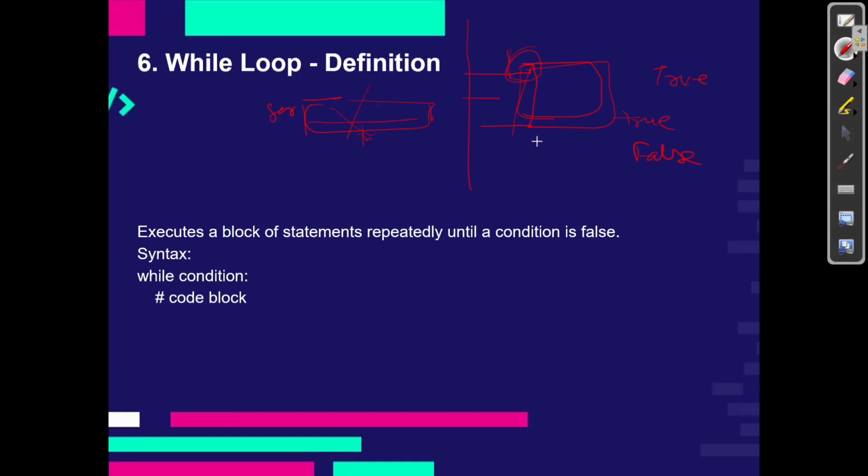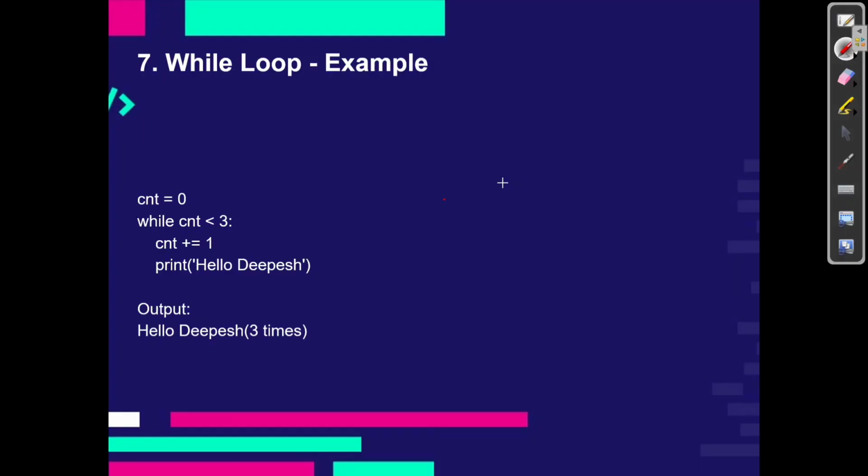If you want to run the loop again, you can run the program, but that loop will be stopped when the false condition is there. It will act only until the condition is true. Let's move to the example of while loop.